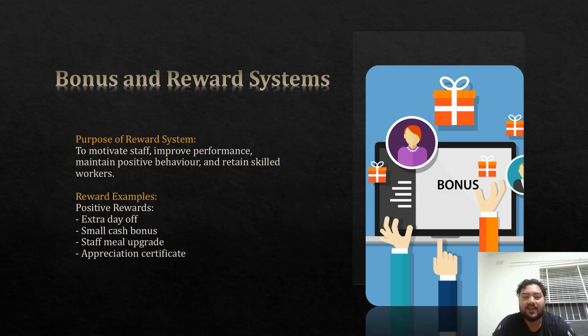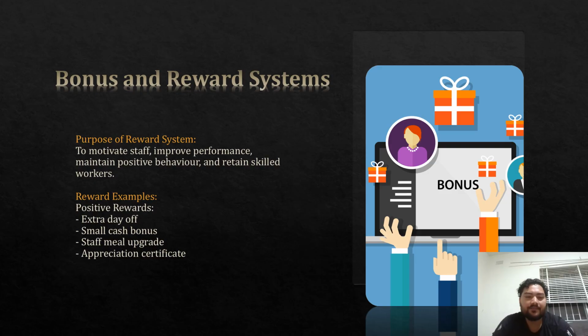Reward system examples are here: positive rewards, extra day off, small cash bonus, staff meal upgrade, appreciation certificates. In the hospitality business, if we are busy, we always get tips, like 25% or 30% for the kitchen staff in a restaurant business. A small cash bonus is tips, when your restaurant is doing great, you give the staff tips. Staff meal as well: the food needs to be updated, you need to see what they are eating. If it's not good food, then people don't like to work.